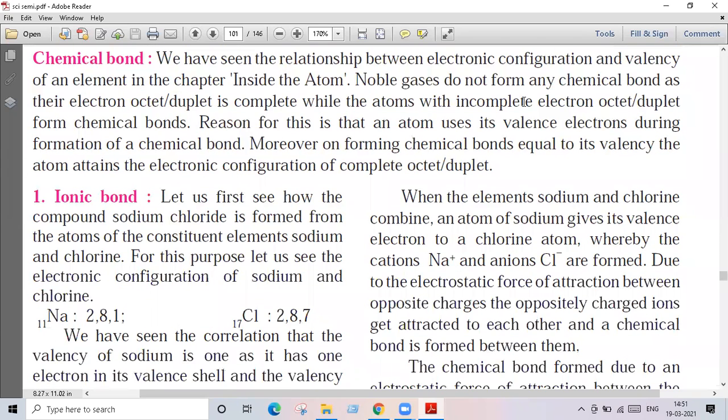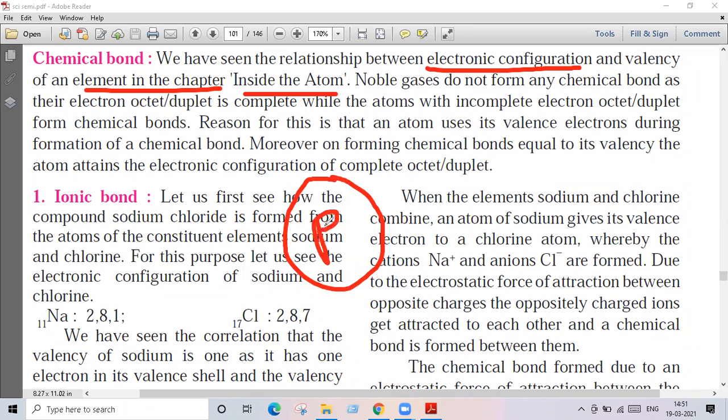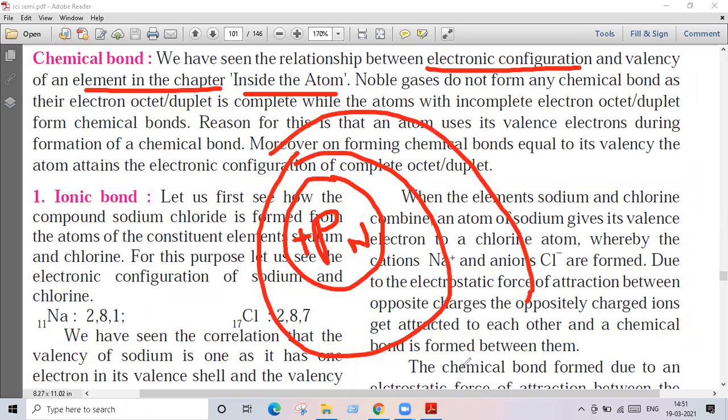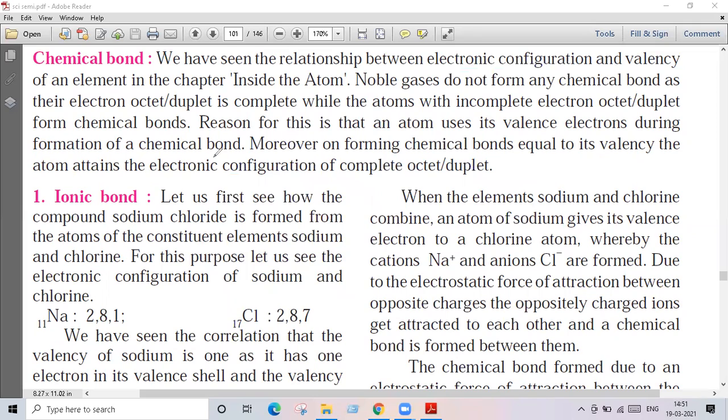Now we have seen the relationship between electronic configuration and valency of the element inside the atom, right? I have already told you that suppose this is your atom. Here the protons are positively charged particles, neutrons do not have any charge, and around that nucleus there are electrons, which are negatively charged particles, that move. So this is how we can show the atom of any element. Okay? So these electrons, they form the bonds.